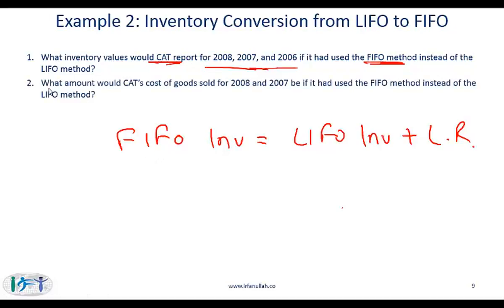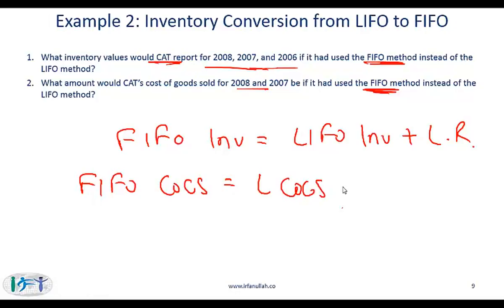Then the next question is, what amount would Caterpillar's cost of goods sold for these years be if it had used the FIFO method instead of the LIFO method? Here again we use the relationship which we just saw. So FIFO COGS is equal to LIFO COGS minus the change in LIFO reserve, and you will get those numbers from the financial statements.